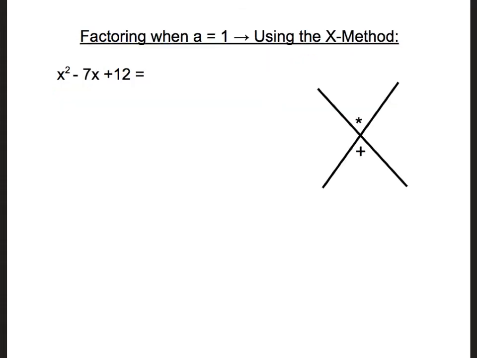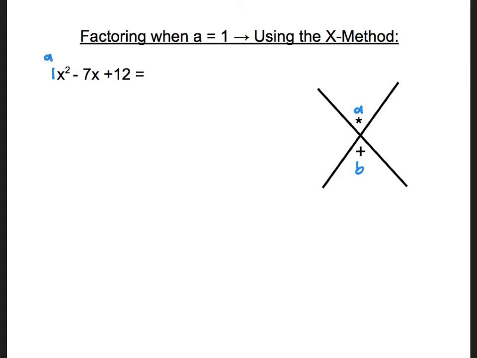All right, the next thing we're going to review is how to factor when a equals 1. Remember, a is your number in front of x squared. There is a sneaky little 1 there. When we do this, we're going to use the x method. Remember, when we're doing the x method, we put b on the bottom and a on the top. We're looking for something that adds to b and multiplies to a.